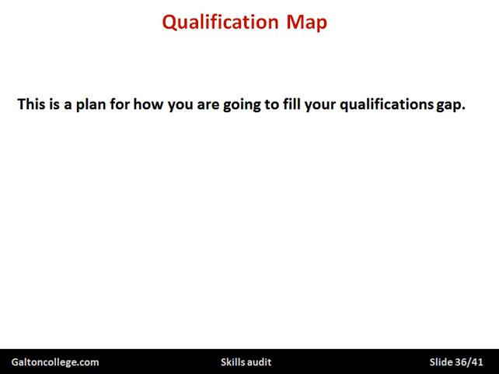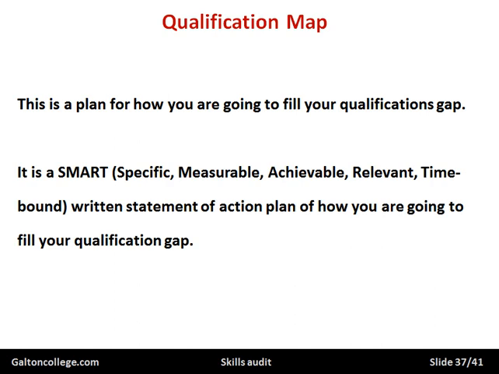Now I should say the qualifications map. That's how it's going to be implemented. It's a SMART written statement of action plan of how you're going to fill your qualifications gap. So the qualification map is a SMART document. SMART is an acronym. It stands for specific, measurable, achievable, relevant and time-bound, and it's one that crops up right across the study of business and one you'll be familiar with from other modules.